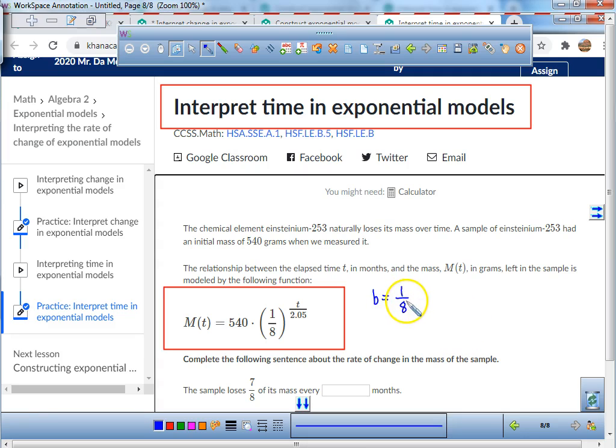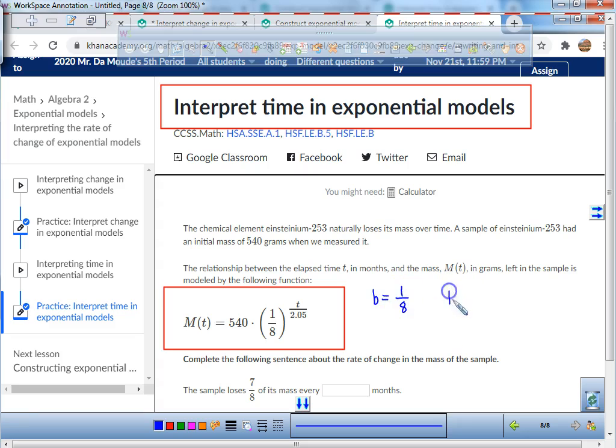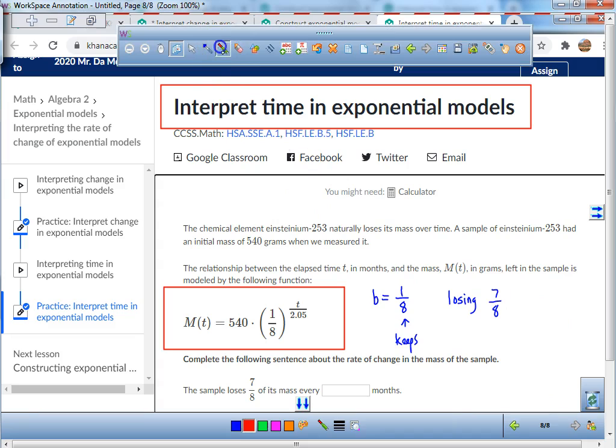Well, if our b factor is 1 over 8, what is it losing? It's losing 7 over 8 because it's keeping, by the way, this means it keeps 1/8 of the total. It keeps 1/8 of this, but it's losing 7/8 of this. But there's something new, everybody. Something new. This right here.